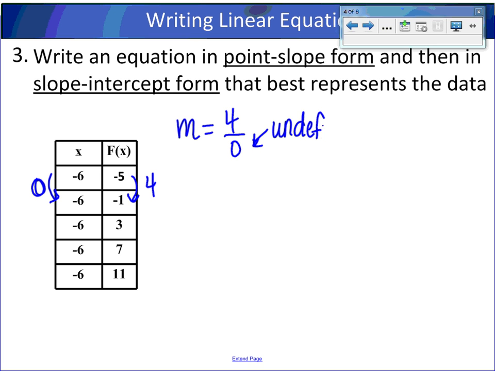And how I remember that is the word undefined. The 0 is under the 4. So look really closely at the word undefined. Under is almost there if we had an R there. So that's how I remember this is undefined.